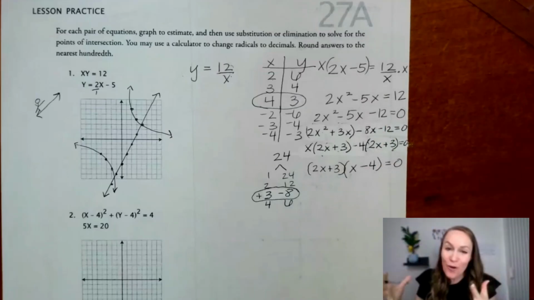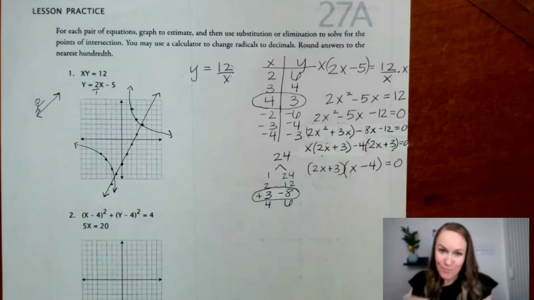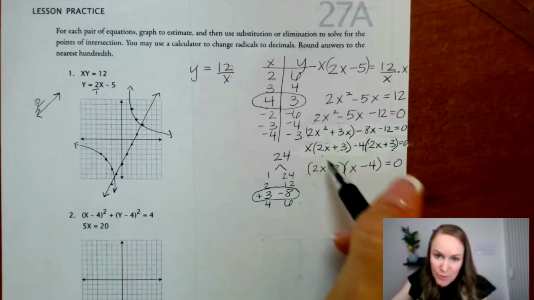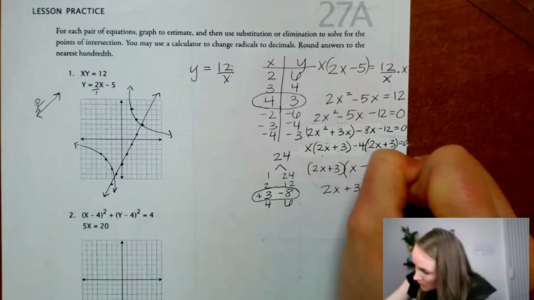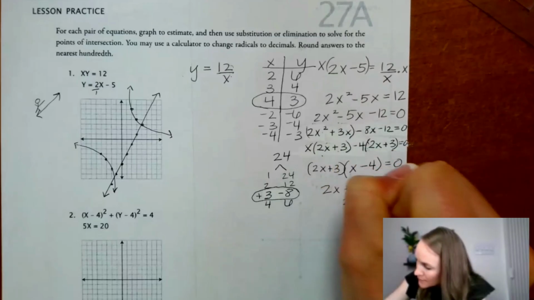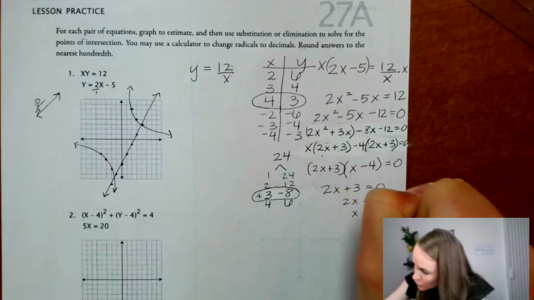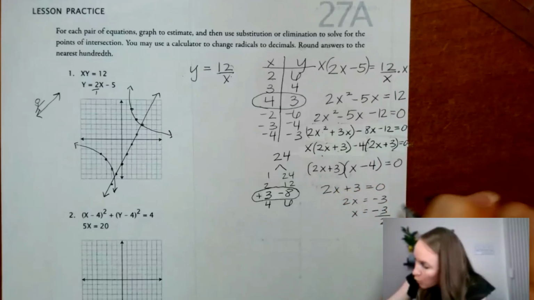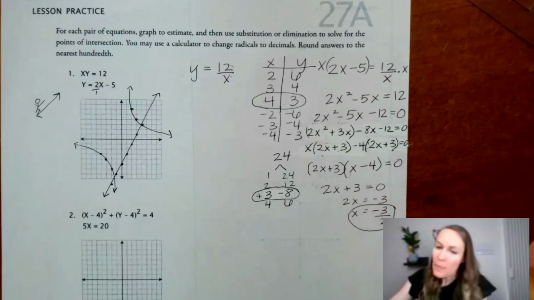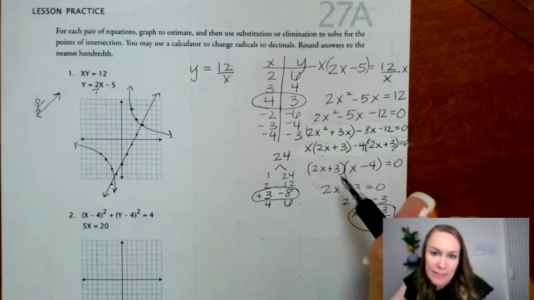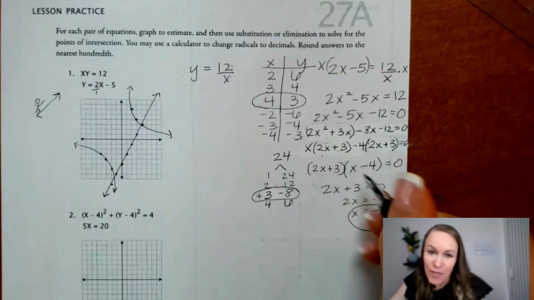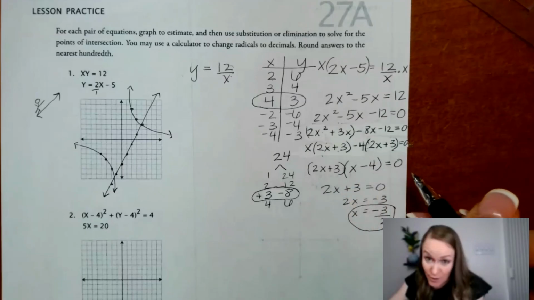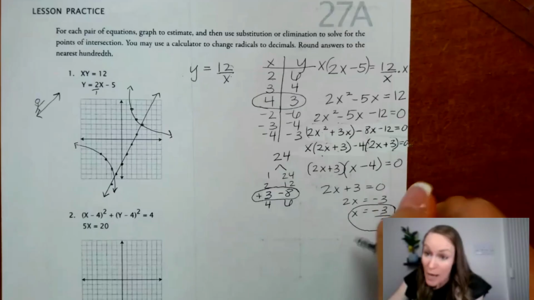Okay, now I can solve for x. So I could take 2x plus 3, set it equal to 0, and I get 2x equals negative 3, x equals negative 3 over 2. So that's one solution. And then I can take this part and set it equal to 0. So x minus 4 equals 0 is x equal to positive 4.